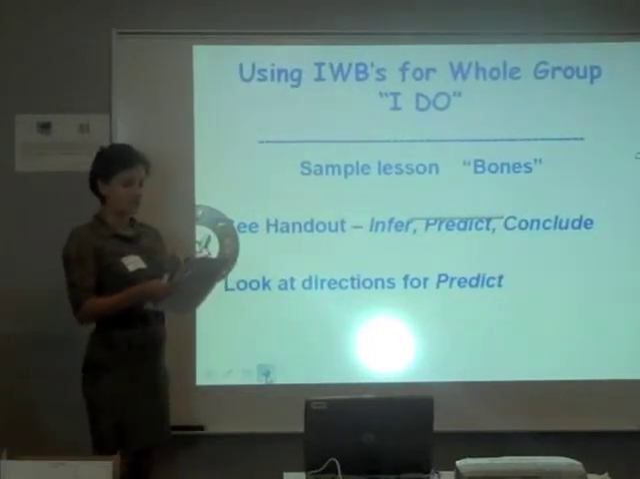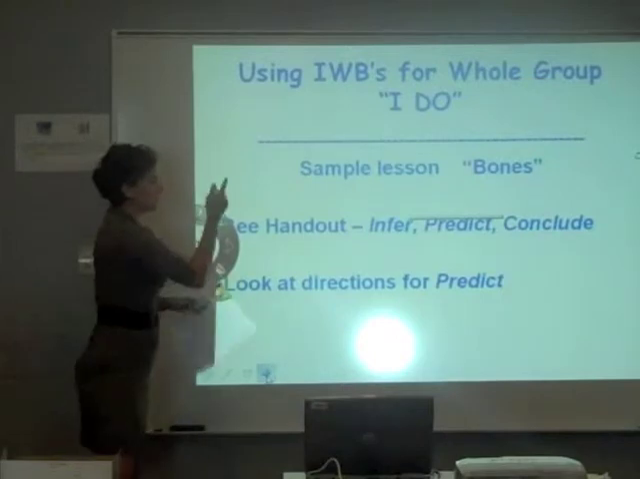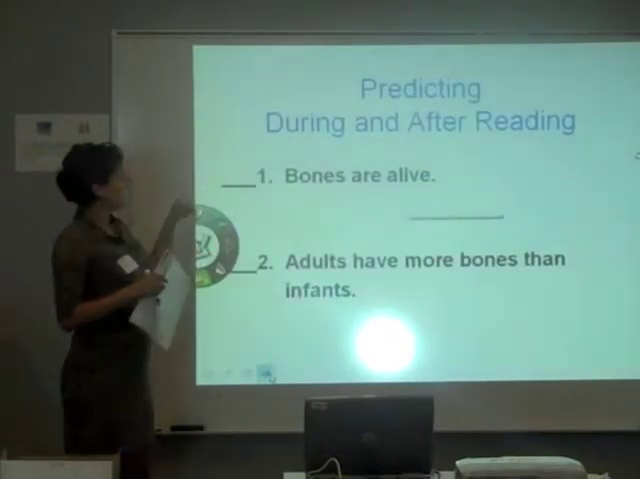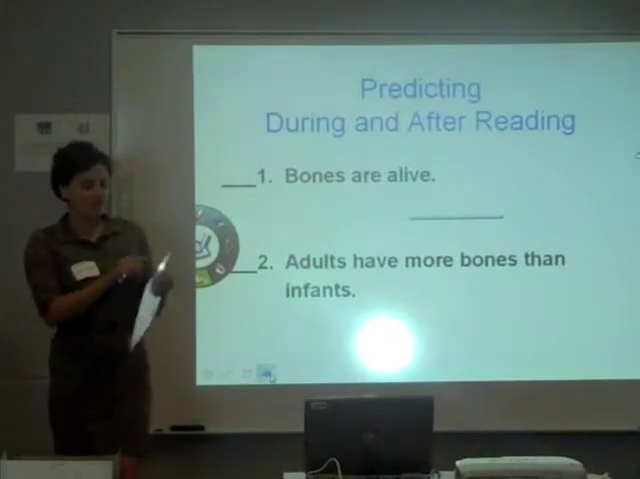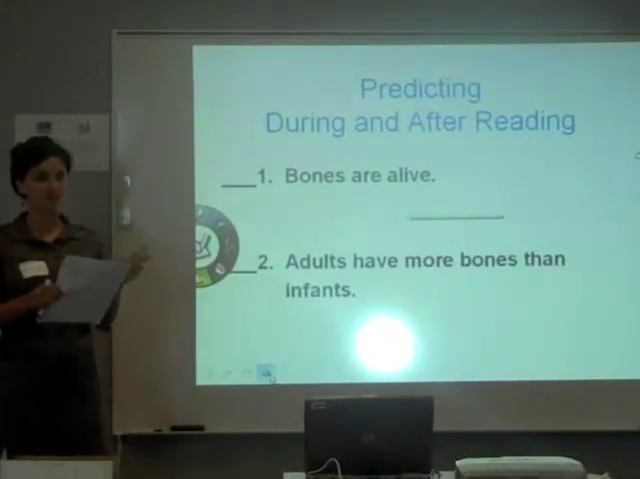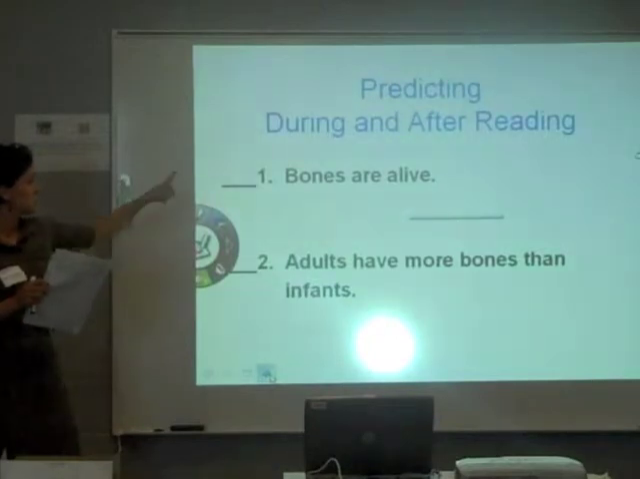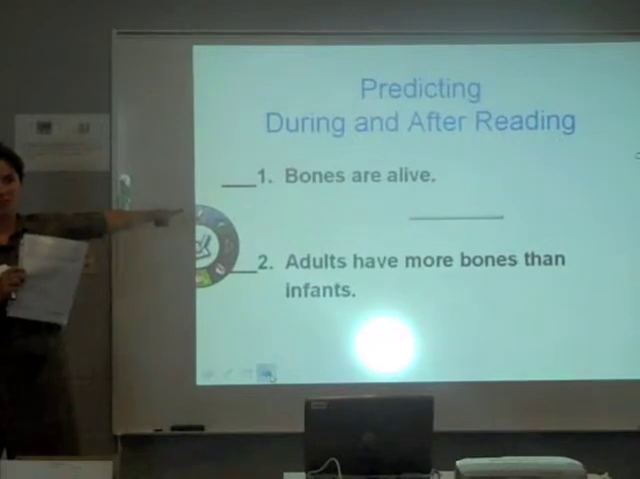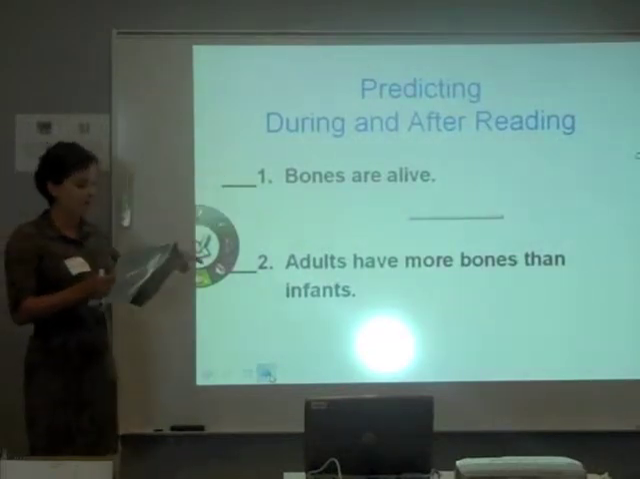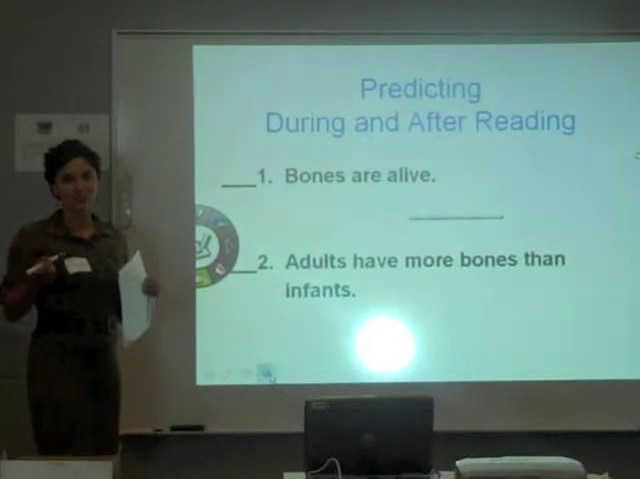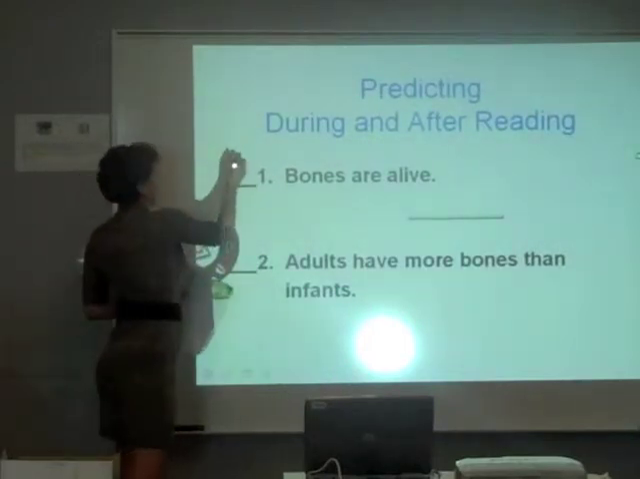And then she had matched the text with a graphic organizer, which isn't part of this lesson on the board, but predicting during and after reading, look at the title of the passage. So your kids are looking at the title, bones, living tissue. We're going to predict whether these two statements are true or false. So bones are alive. Just from the title of the passage, do you think it's true or false? True.